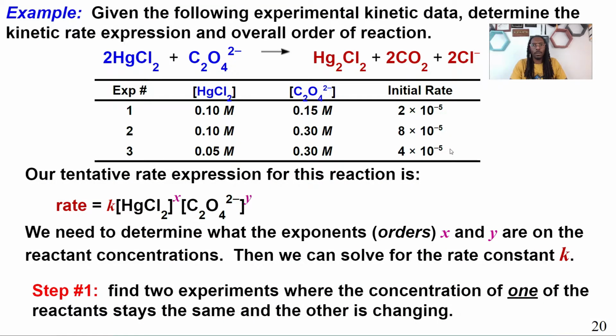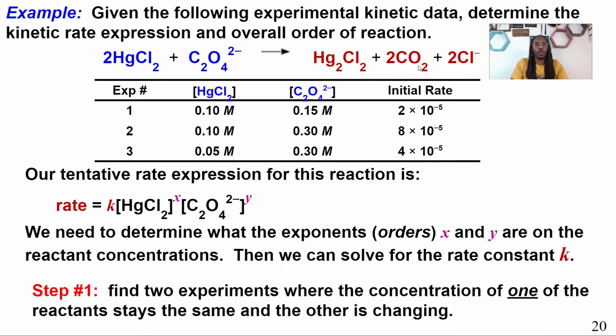All right, so today we're going to look at an example of experimental data. One thing about kinetics is that in order to get any numbers or data, you must do experiments. Basically, you're doing experiments to determine the kinetics. Today we're going to find the kinetic rate expression, and then we're also going to find the overall order of reaction.